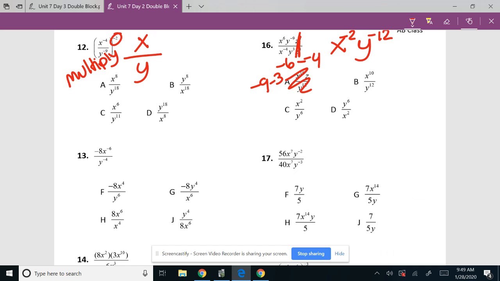All right, I need to hurry up. Right here, these two are negative, so I'm going to switch them. So I need the y at the top with the 8. So this is my answer.